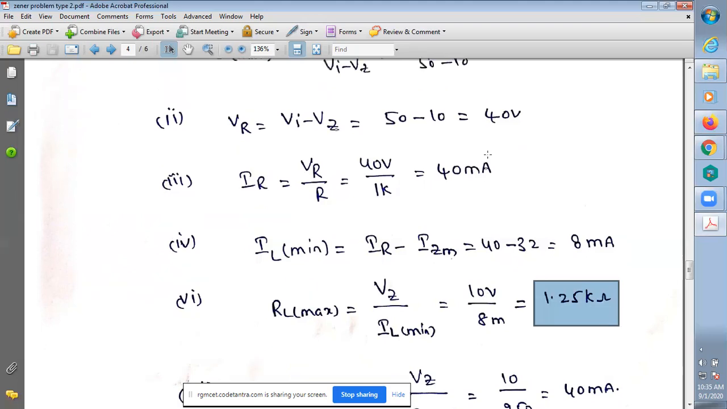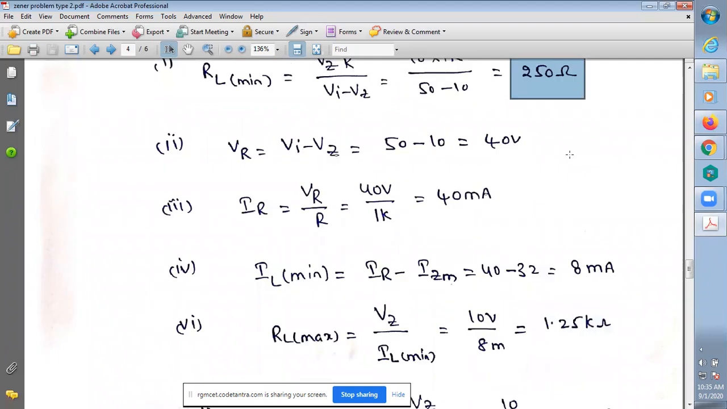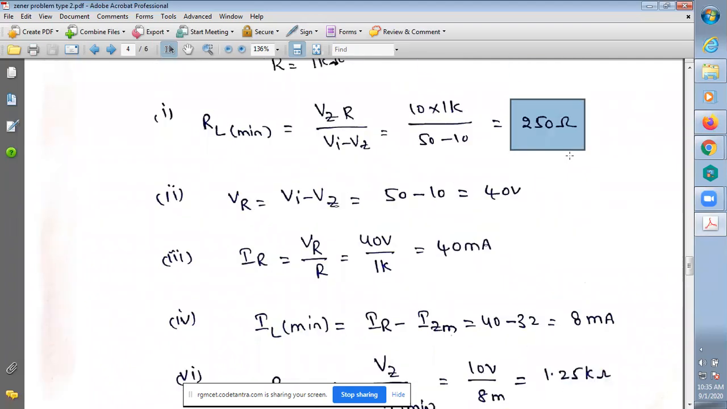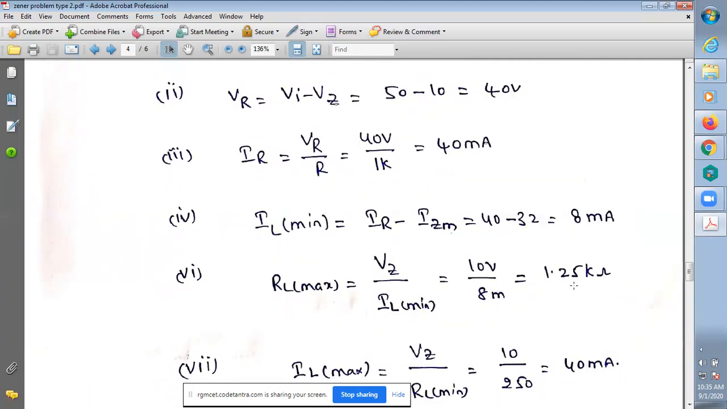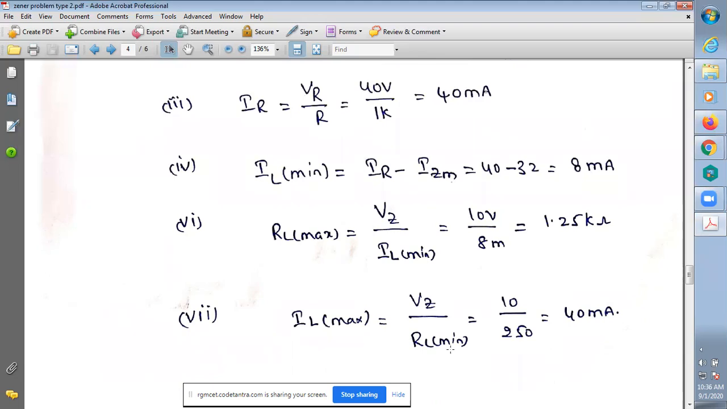And the first one we already calculated, 250 ohms, that is the minimum load resistor value. That means this is the range of load resistor: 250 ohms to 1.25 kilo ohm. During this range, the Zener diode maintains the output voltage constant at 10 volts, or otherwise, during this range of load values the Zener diode is in on state. On state means breakdown region.